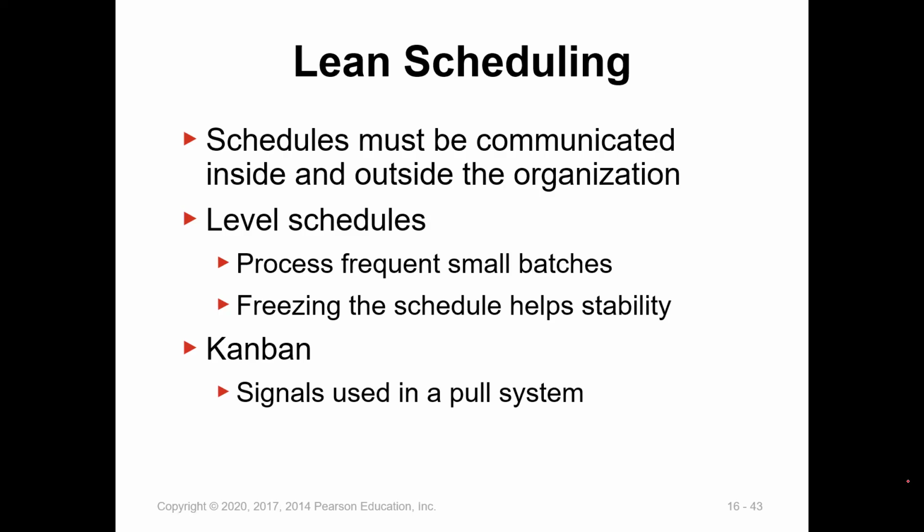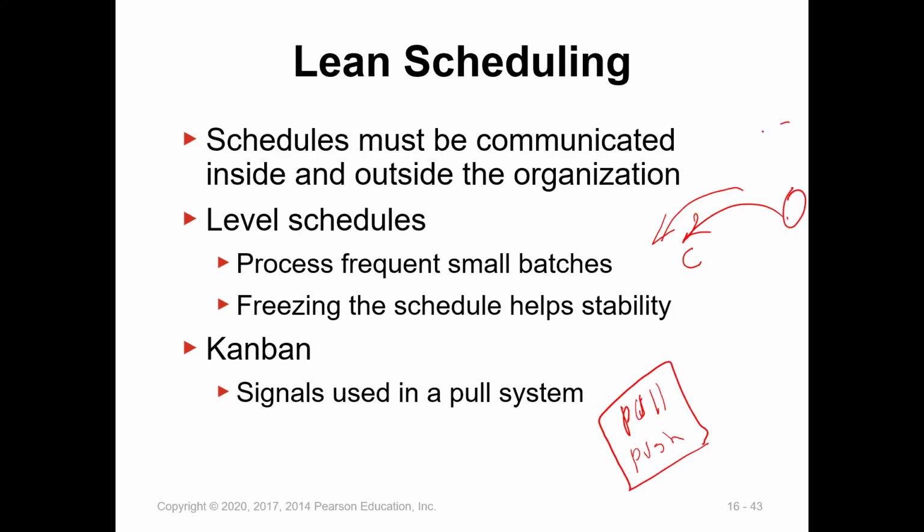Signals used in a pull system. You should be familiar with these terms now. We have pull and we have push. In pull, the customer pulls, and after the customer orders, they make or replace. If they have inventory, they replace it. But in push, they make to order. Mass production. That's the difference between these two.